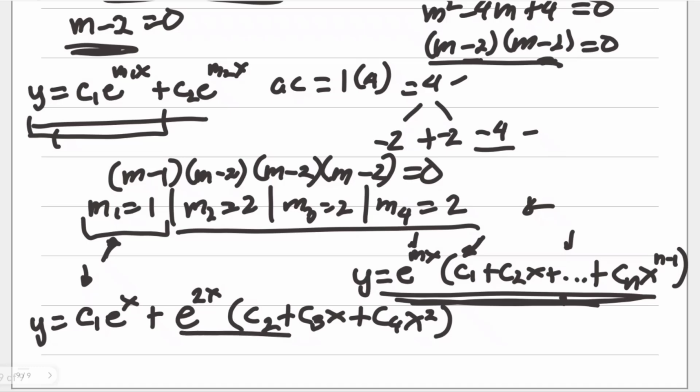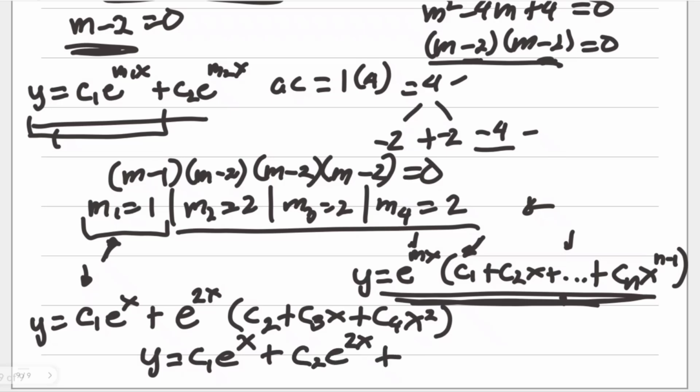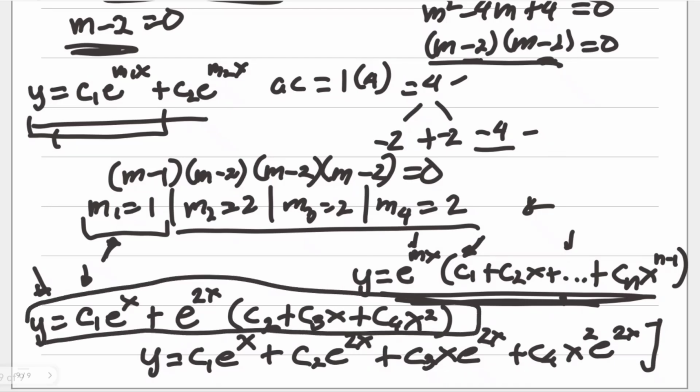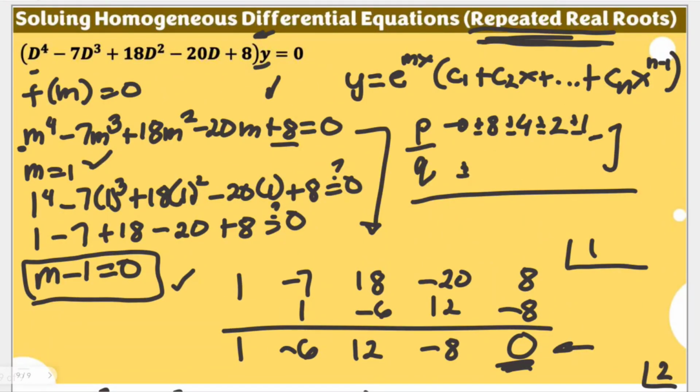Or if you would like to distribute that, you will have y is equal to c sub 1 e to the power of x. That's for our first root. Then you will have here c sub 2 e to the power of 2x plus c sub 3 x e to the power of 2x plus c sub 4 x squared e to the power of 2x. This will be confusing. That's why I always stick to the earlier form. It's already okay to have this. We have this for our first root, and this is our second root repeated 3 times. This is the answer to this given differential equation.